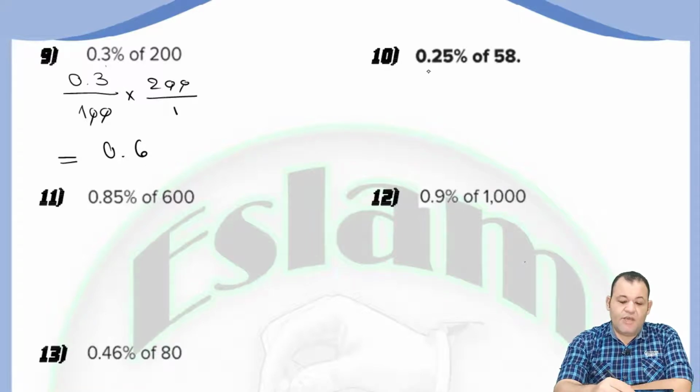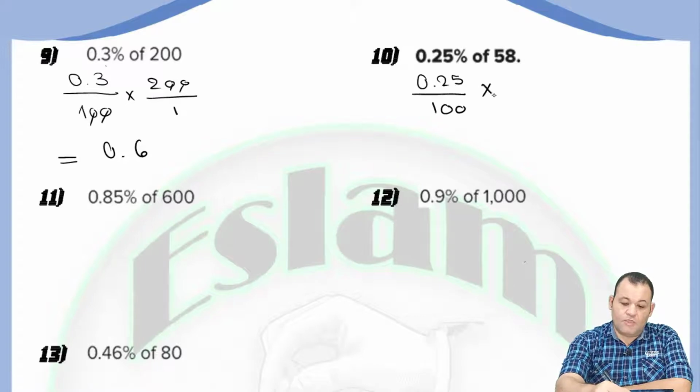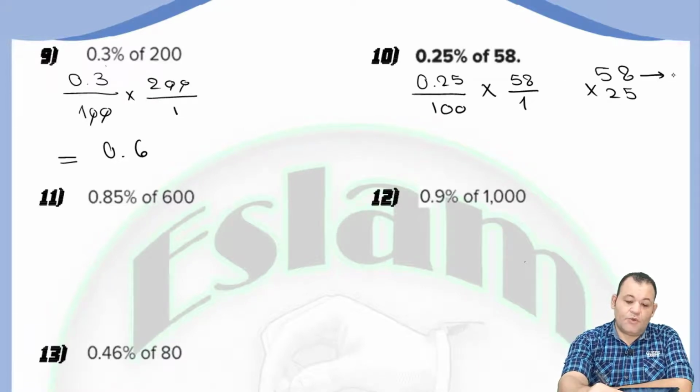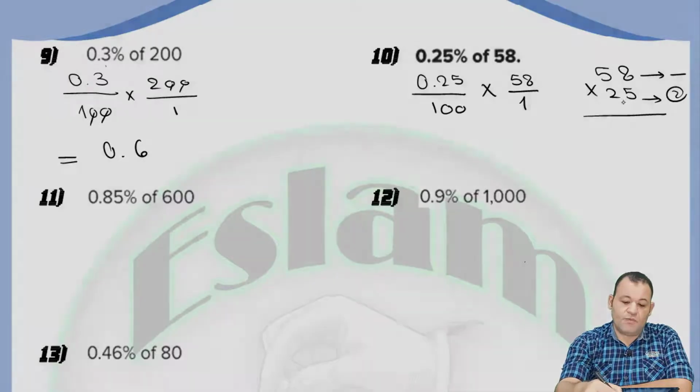In question number 10, we have 0.25% of 58. So it will be 0.25 over 100, and "of" means multiplication, 58 which is 58 over 1. Now there are no zeros. We will just multiply 0.25 times 58. So it will be 58 times 25. There is no decimal point in the numbers we multiply, then the decimal point goes after two places. So I just multiply, then put the decimal point after two places from the answer.